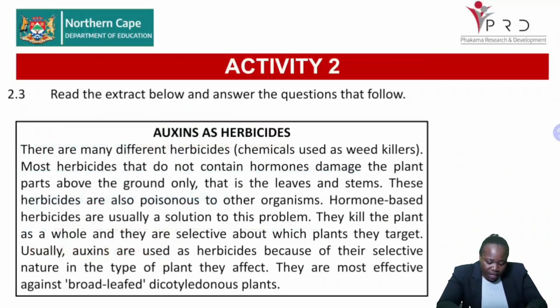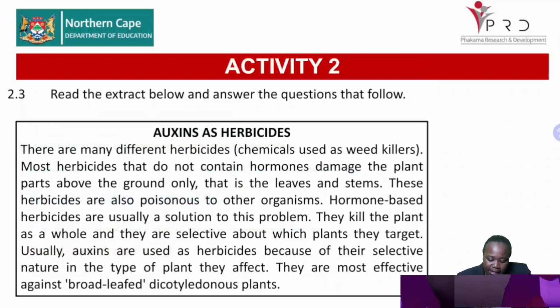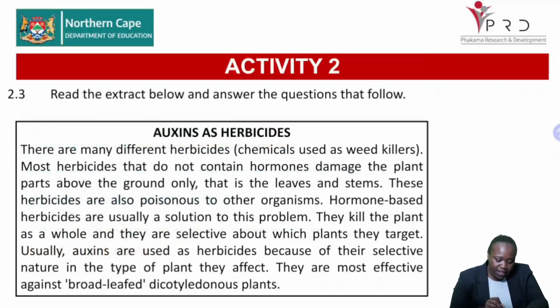There are many different herbicides, chemicals used as weed killers. Most herbicides that do not contain hormones damage the plant above the ground only. That is the leaves and the stem, so the roots are not affected. These herbicides are also poisonous to other organisms. Hormone-based herbicides are usually a solution to this problem.